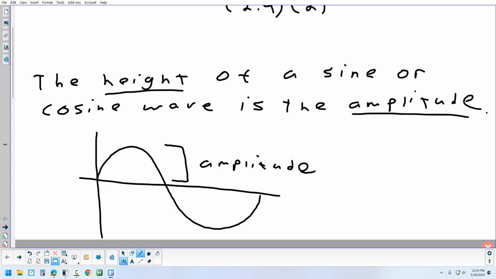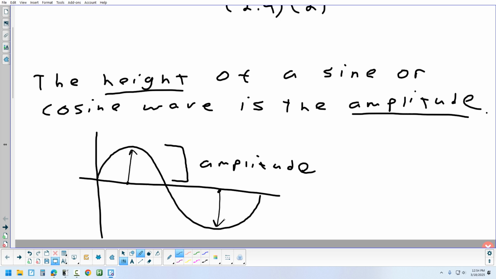When you measure the amplitude, it's the distance from the center up to the top. Okay, that's the amplitude. You can also measure it from the center down. It should be symmetrical.